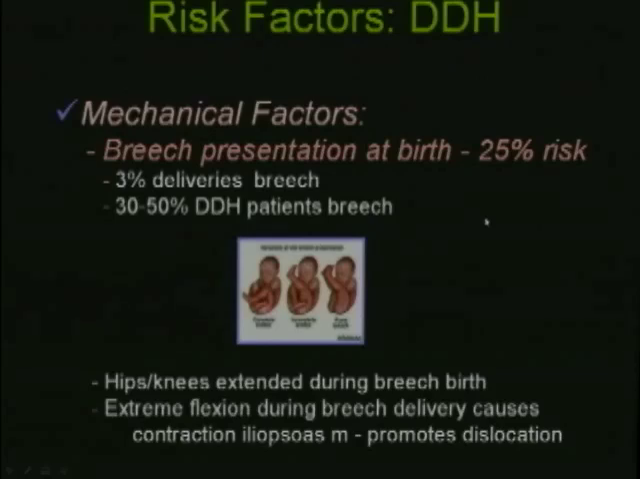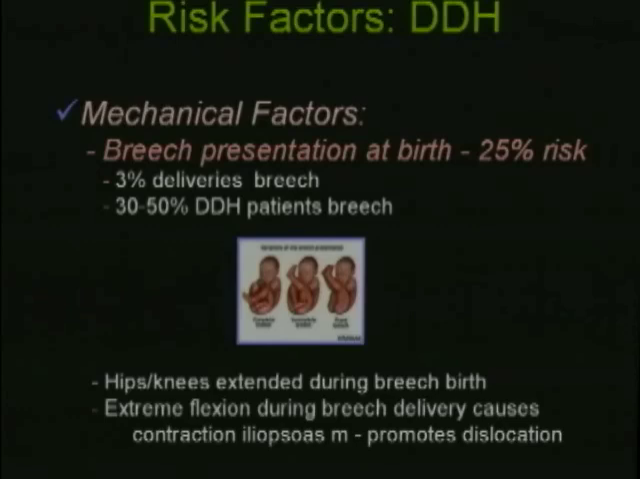One of the most important mechanical factors that may be a risk for DDH is breech presentation at birth. There is a 25% risk in babies who are born after being in a breech position. About 3% of deliveries are breech, and about 30 to 50% of patients with DDH have a history of breech delivery. As we can see from these pictures of various infants, when the legs are extremely extended, it can be a problem in terms of promoting dislocation.